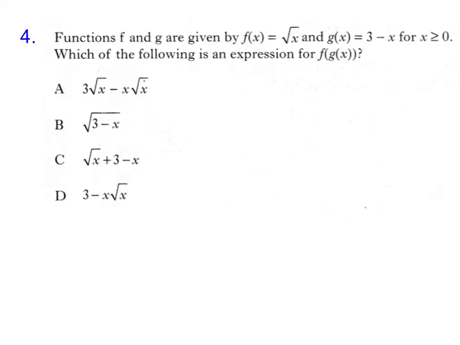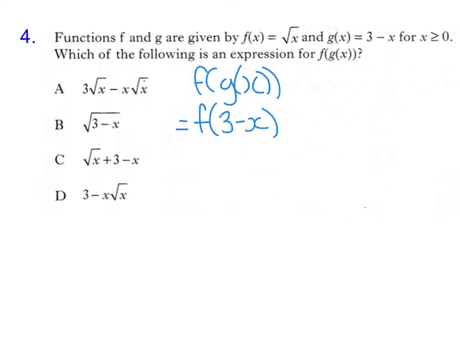Question 4, we are asked to find f of g of x. So f of g of x means anywhere in f, we are replacing it with the function that g of x is. So we're replacing it with that. So into the equation for f, we've got root x, so that becomes the square root of 3 take away x, and that would be part B for that one.